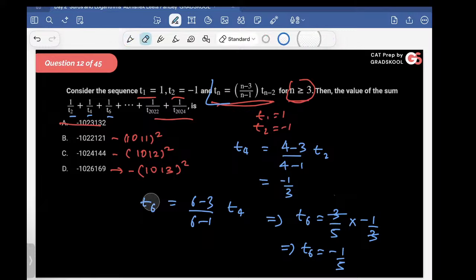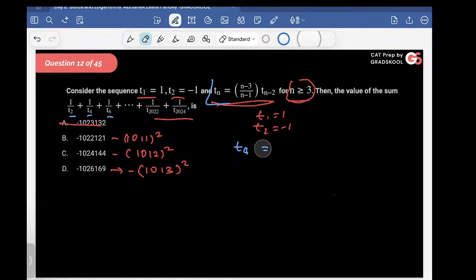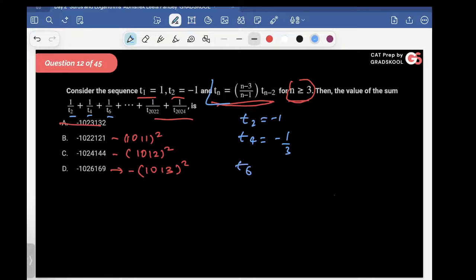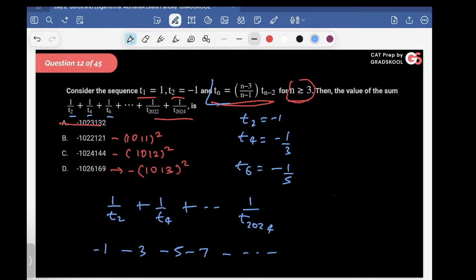ठीक है, तो मुझे मिल गया, मुझे सारे मिल गए. Now I get the pattern clearly. All right. I got T2 as minus 1, T4 as minus 1 by 3, T6 as minus 1 by 5, and so on. That is the pattern. So यहाँ पूछा गया है the sum of 1 by T2 plus 1 by T4 and so on till 1 by T2024. So if I put the values, I get minus 1, then minus 3, minus 5, minus 7, and so on till minus 1012.